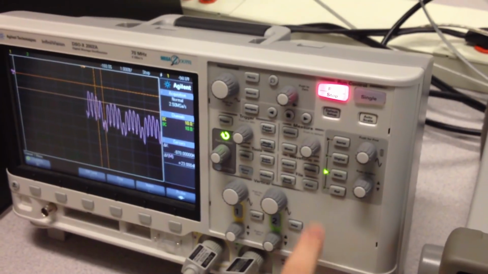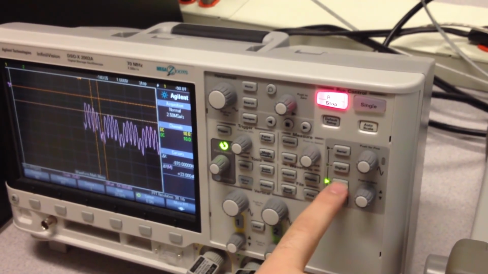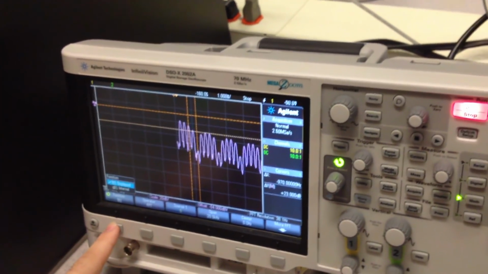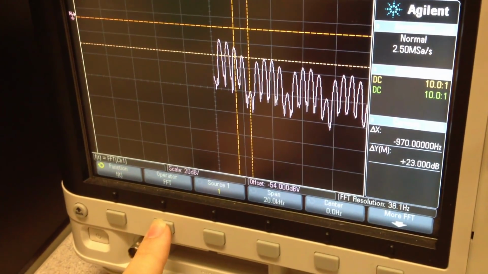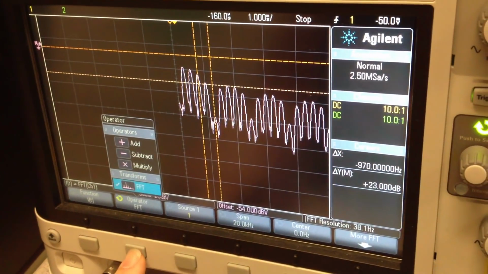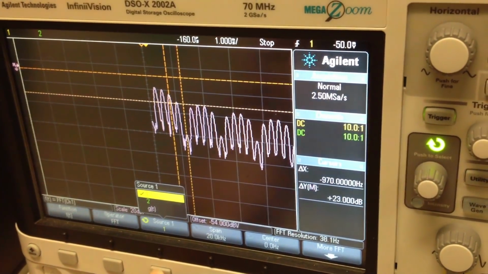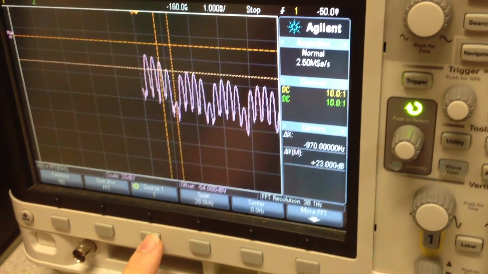To get FFT, it is a math operation. So you just press here. That's a math operation. Then you have the hotkeys here. This is the function. I make FFT of this function. The operator is FFT here. What I make FFT for is the source one, the yellow one, which is the input. Then I make it for the green one, which is the output.